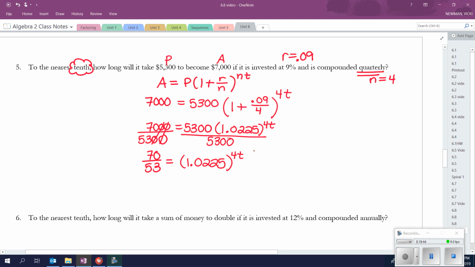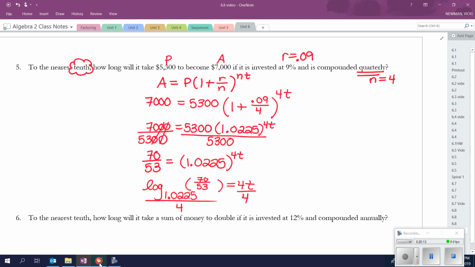Clearly, we're not getting a common base with that fraction and that decimal. So we're going to change the form. Log base 1.0225 of 70 over 53 is equal to 4t. The last thing we've got to do is divide by 4, so I'd rather just put this in the calculator all at once. I don't know about you.